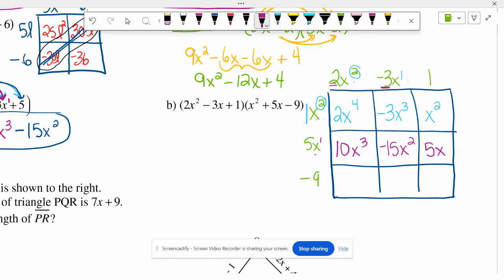Carla, you feel like you got the last part of it? Negative 9 times 2x squared is? Awesome. Negative 9 times negative 3x is? Awesome. And the last one? Awesome. Good job, you guys.